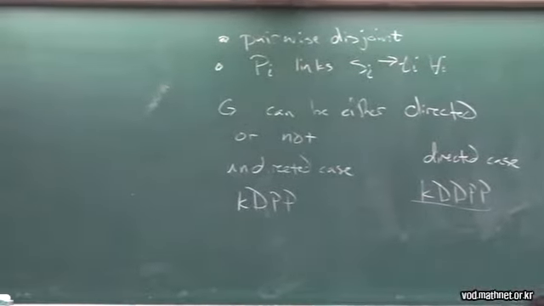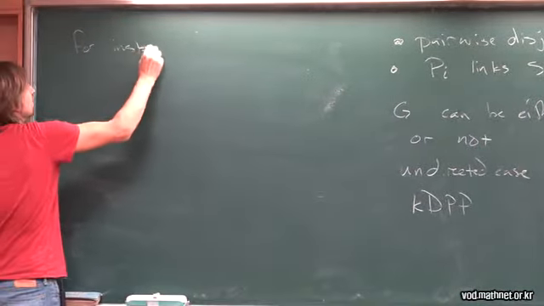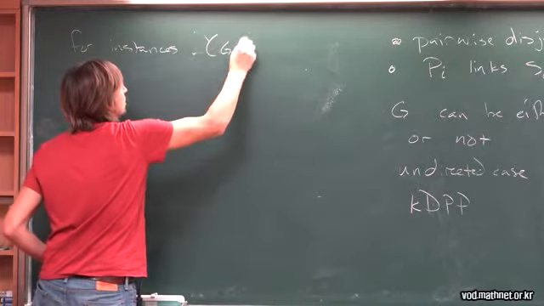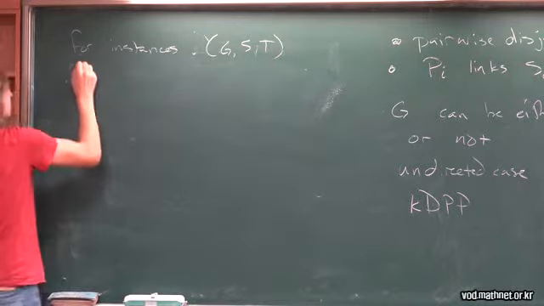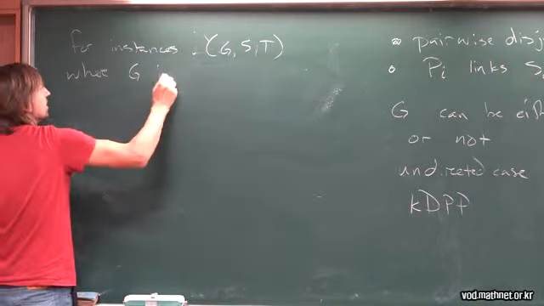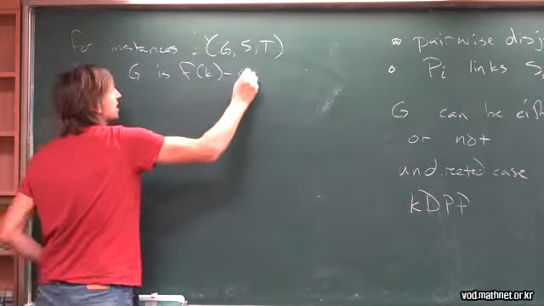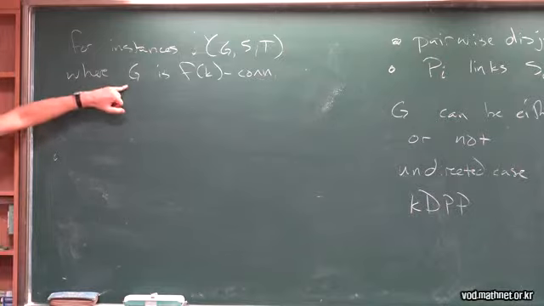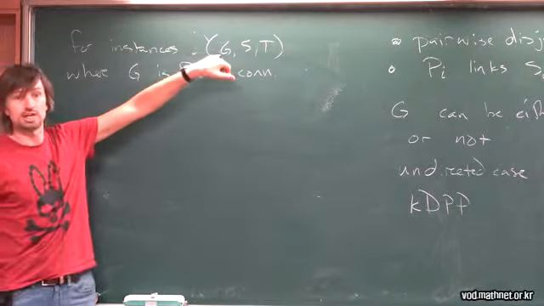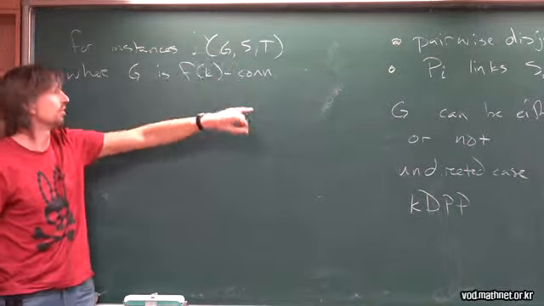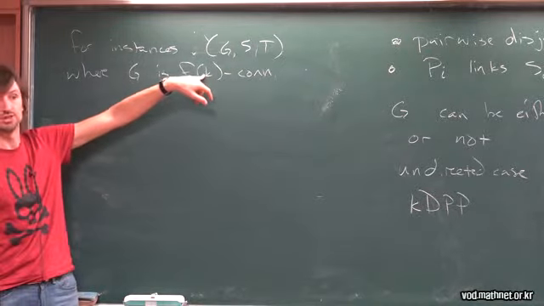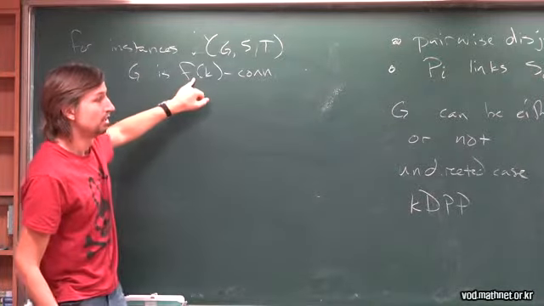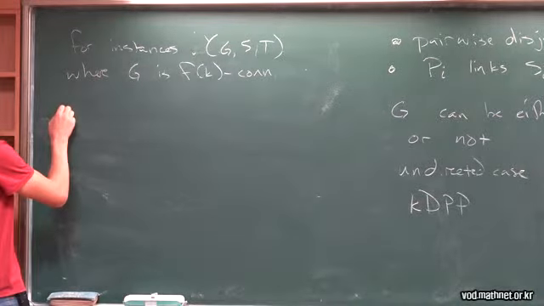Always feasible for instances G, S, T, where G is f of k connected. So now when I'm talking about connectivity in directed graphs, I'm talking about strong connectivity. So deleting at most these many vertices leaves the graph still strongly connected for any subset of vertices. So this was his conjecture. He later proved it was false.